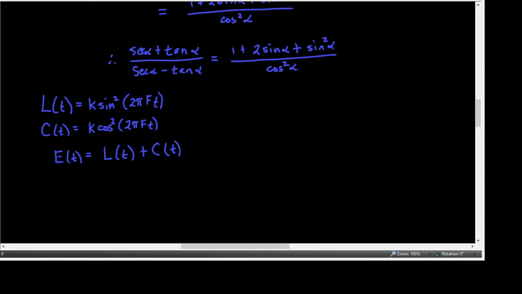Okay, so we already know that E of t is equal to L of t plus C of t. So I'm going to use substitution, take the L of t out and put something that's equal to L of t in its place. Plus, and I'm going to, by substitution, take out the C of t and put something that's equal to it in its place. And I notice that K is a common factor. So I'm going to factor out the K.